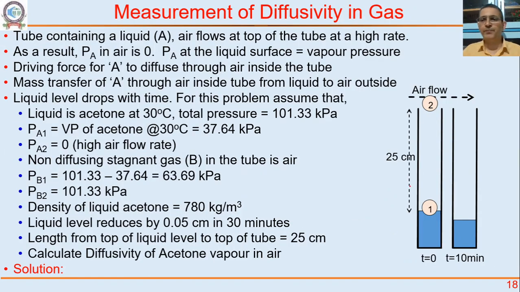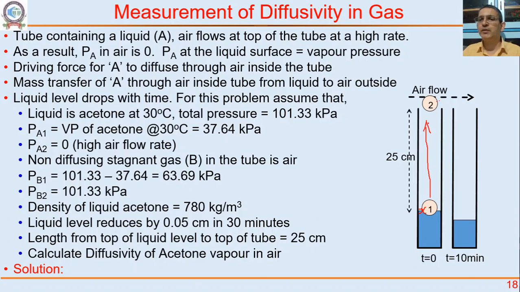Okay, here is a problem. There is a tube that contains a liquid, let's say acetone. Acetone has a high vapor pressure here. There is an air flow, so the partial pressure of acetone is 0. Now there is a driving force for acetone to diffuse through this air. Partial pressure of acetone here is equal to vapor pressure. Partial pressure of air is 760 minus vapor pressure, or total pressure minus vapor pressure.